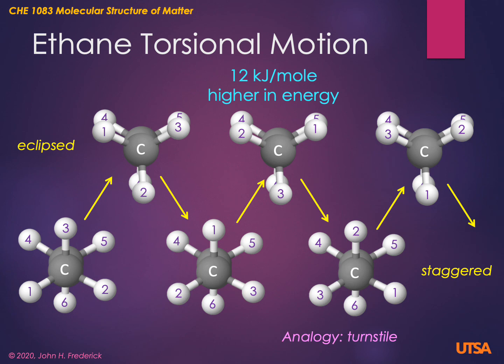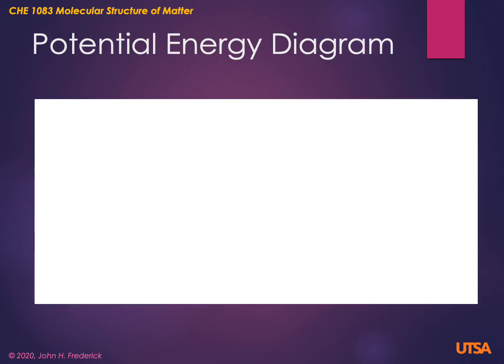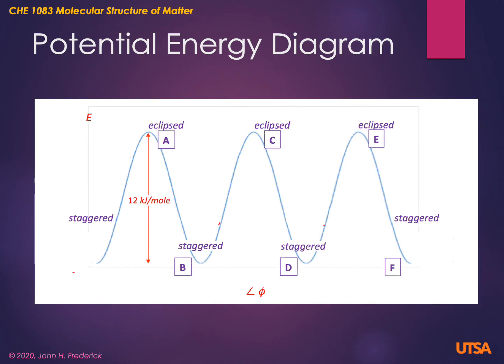You can think of this as being a little bit like a turnstile. When you go through a turnstile, it sticks in place. You have to push it a little bit to get to the next position of the turnstile. So you've had to fight against the energy of getting over some potential energy barrier. So how would this look if we drew a graph of it? Well, here's what it looks like for ethane. And again, I'm drawing that 12 kilojoules per mole is the difference in energy between being in a happy staggered conformation and a sterically strained eclipsed conformation.